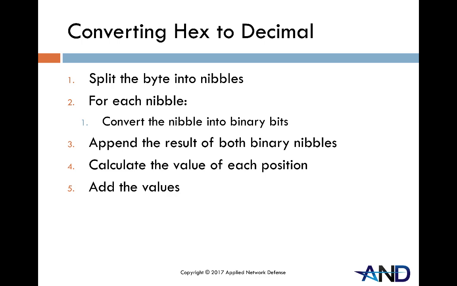First thing we did was split the hex byte into nibbles. Then for each nibble, we converted the nibble into binary bits. So we kind of reversed the process we went through earlier. Once we've done that for each nibble, we append the results of both binary nibbles together to create a single binary byte. And from there, we calculate the value of each position based upon what we know those positional values to be for a binary byte. And then we simply add the values together to get a decimal representation of the hex byte. So again, combining everything we've learned into one big process.